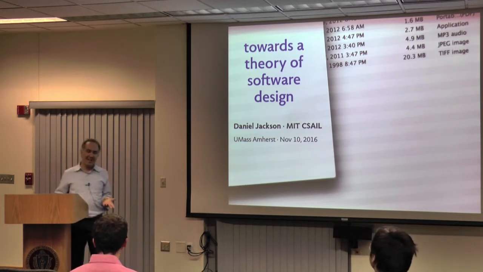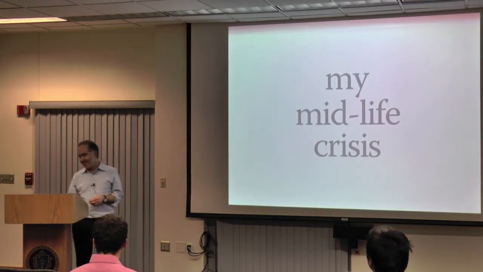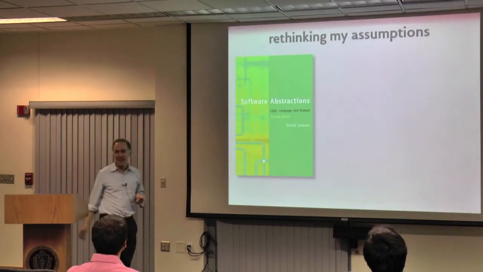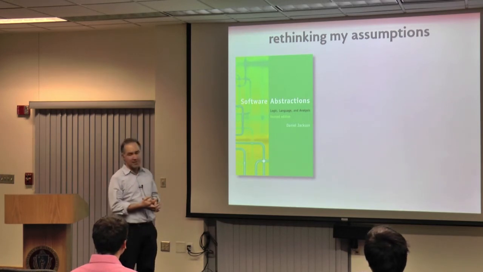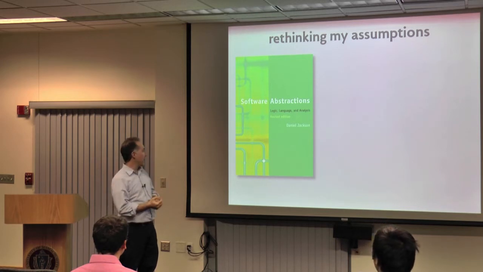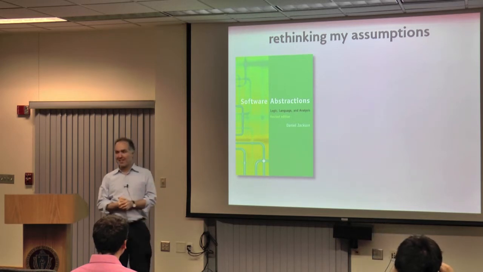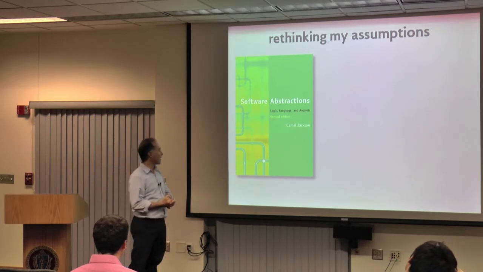So let me start by saying a little bit about how I got here. It was really through a kind of midlife crisis, when I started rethinking my assumptions about everything I'd done in my career. As Yuri mentioned, I developed with my students a modeling language called Alloy. And we had a nice shiny orange book, which got reissued in its second edition as a green book. So now everyone has justification to buy another copy.